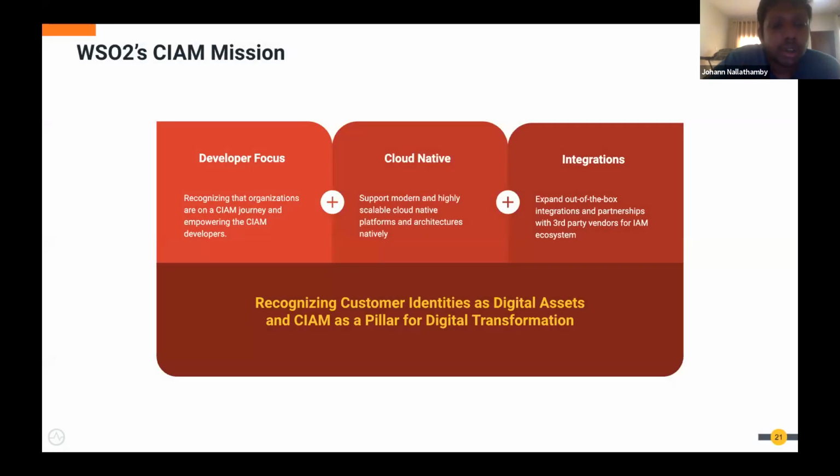So what is the future of the WSO2 CIAM solution? As mentioned, our vision is to be the number one developer focused CIAM solution in the market. And in order to get to our vision, we recognize three key elements in our mission. One is being developer focused, as already mentioned. Secondly, the cloud nativeness or the cloud readiness of the solution to support modern, highly scalable cloud native platforms and architectures. And third, the integrations and partnerships with third-party vendors to build a comprehensive IAM ecosystem.